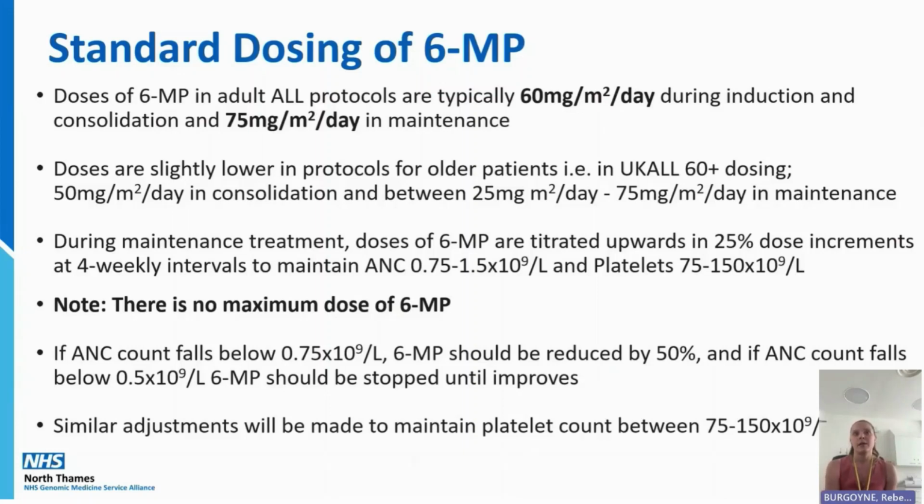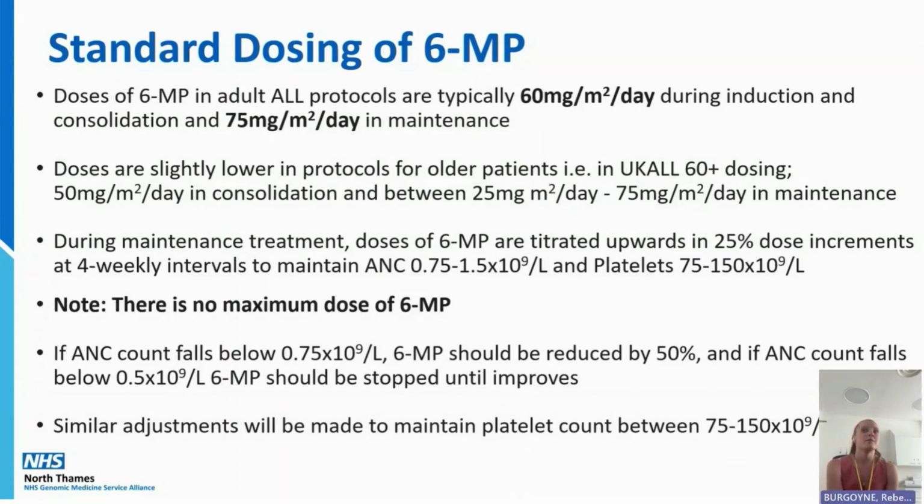Doses are slightly lower in the protocols for the older patients, so things like UKALL 60 plus, and this is 50 milligram per meter squared per day in consolidation, and between 25 and 75 milligram per meter squared per day in maintenance. During maintenance treatment, the doses of 6MP are titrated upwards in increments at 4 weekly intervals to maintain a neutrophil count of 0.75 to 1.5 and a platelet count of 75 to 150.